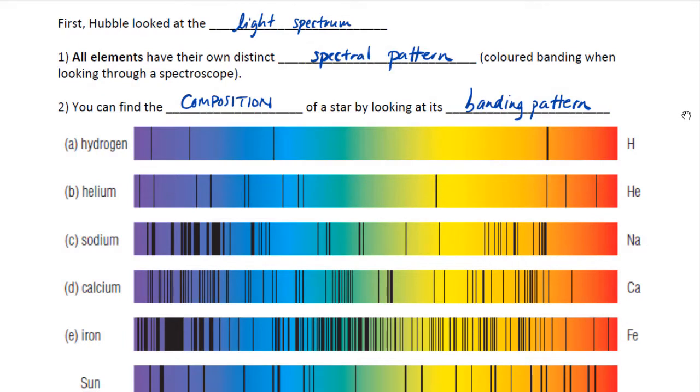All elements have their own distinct spectral pattern, which is basically a banding color pattern that happens when you look through a special device called a spectroscope. Let's take a look at this short video to explain what I'm talking about.